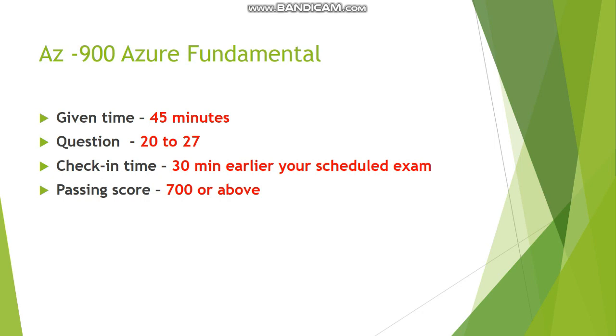AZ-900 Azure Fundamentals. Given time: 45 minutes. Questions: 22-27. If you take it in your first attempt, you have 20 or 21 questions. If you fail the first time and retake the exam, then you have 27 questions. So the number of questions varies between 20 and 27, and check-in time is 30 minutes earlier than your scheduled exam time, and the passing score is 700 or above.